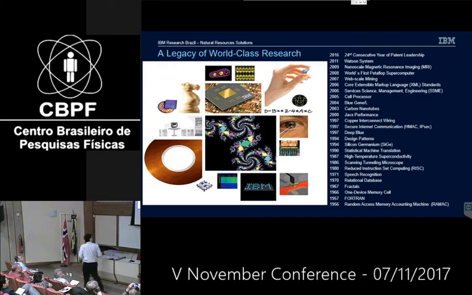One of my favorite IBM researchers was Mandelbrot with the fractals, because he was a mathematician like me and worked on this very beautiful result of fractals. It's fantastic, this one here.